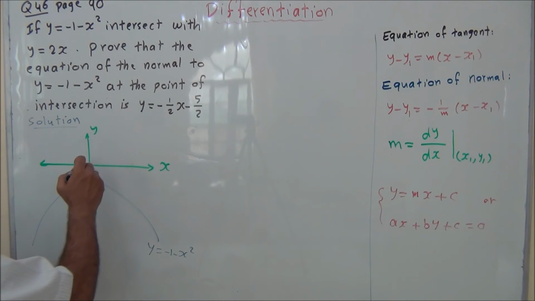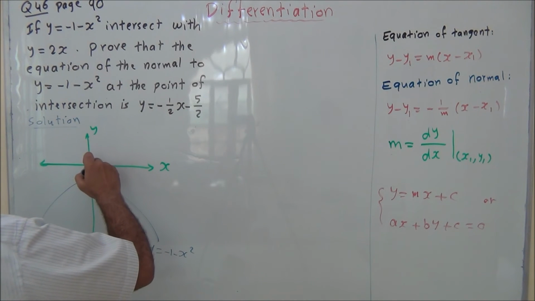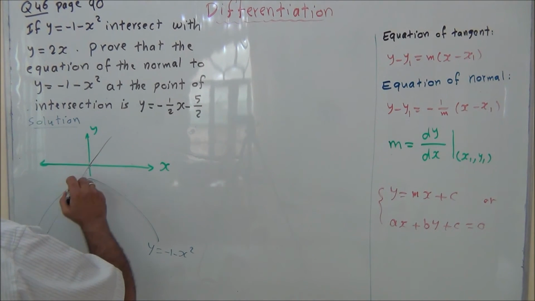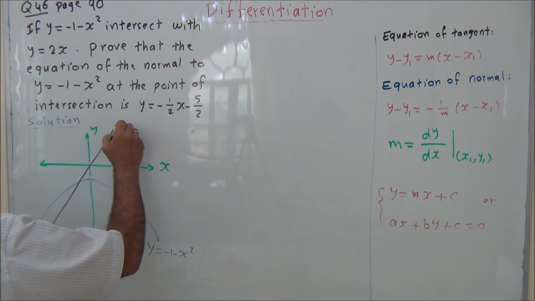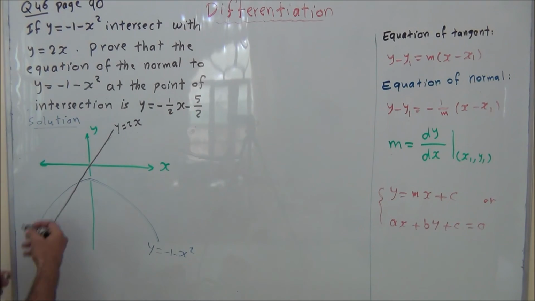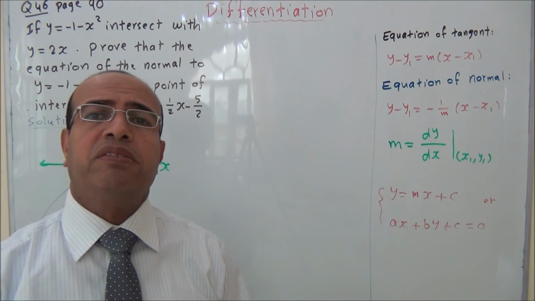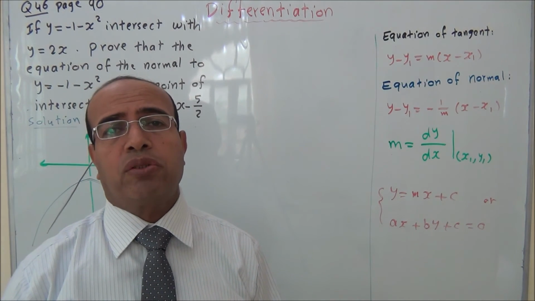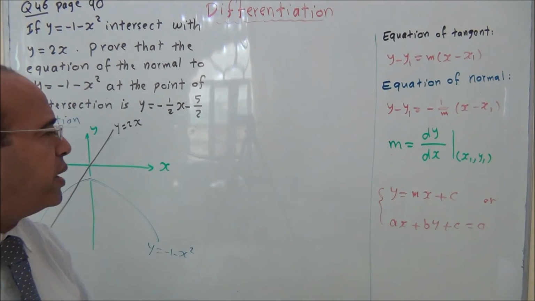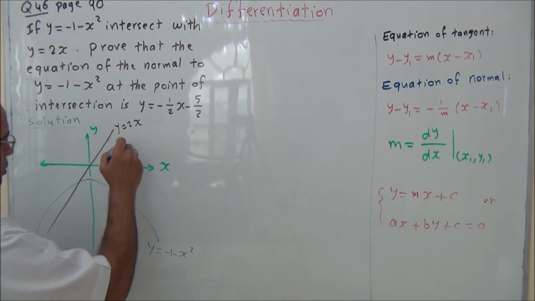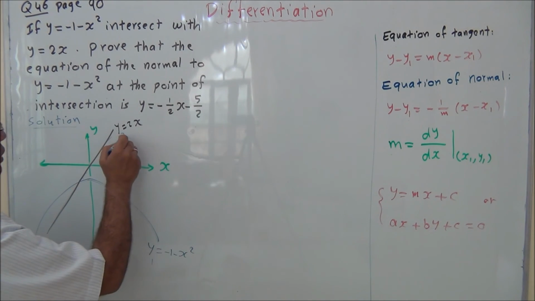And the line y equals 2x. This is the line y equals 2x. It is a line that passes through the origin. Okay, now we need to find the point of intersection. To get the point of intersection, we equate the two equations together. We equate y1 by y2. So this is y1 and this is y2.